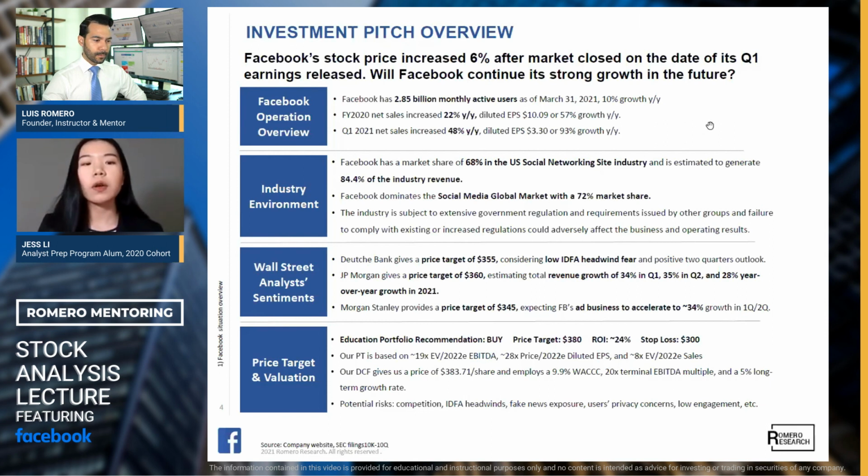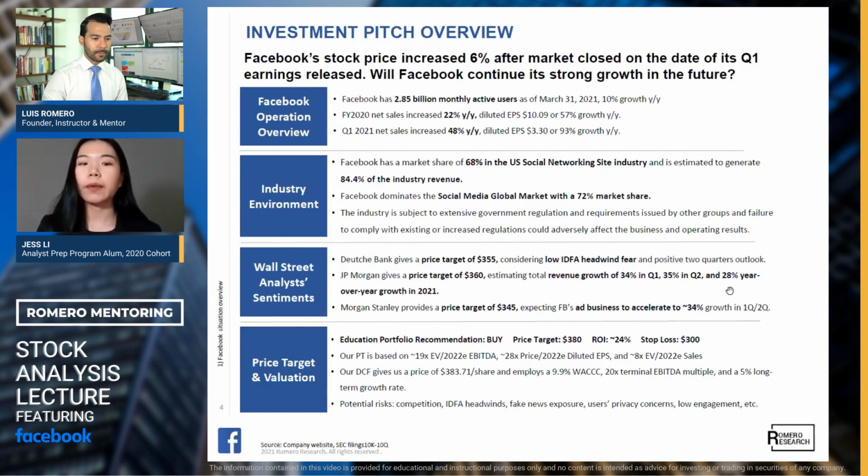The price target is based on 19 times EV (enterprise value) over 2022's EBITDA, 28 multiples with the price over 2022's diluted EPS, and 8 times the EV over sales. I also used a blended average of different methodologies, including DCF analysis and company valuation.